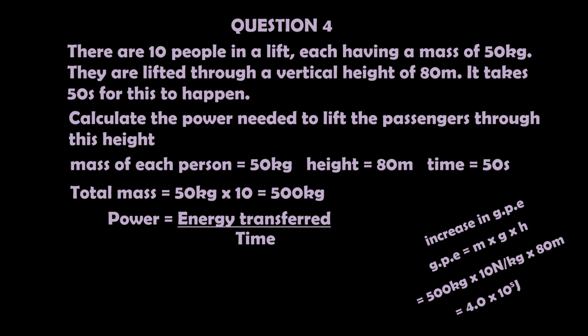Substituting the values, we end up getting GPE to be 4 times 10 to the power 5 joules. Power therefore is going to be 4 times 10 to the power 5 joules over 50 seconds, and that will give us 8 times 10 to the power 3 watts.